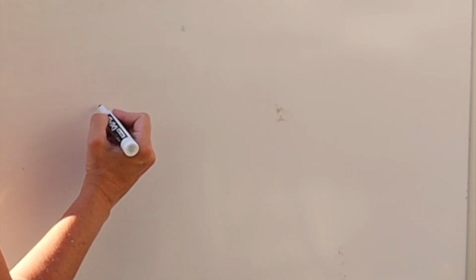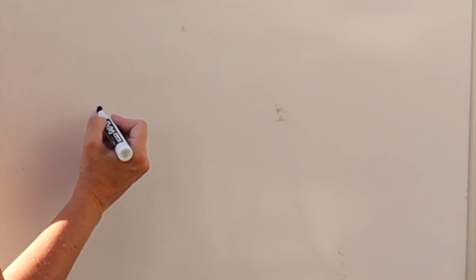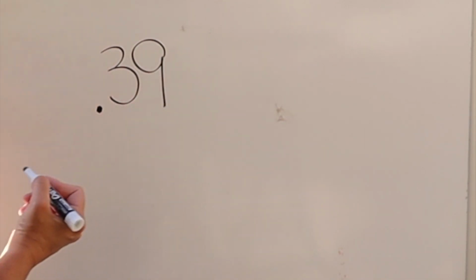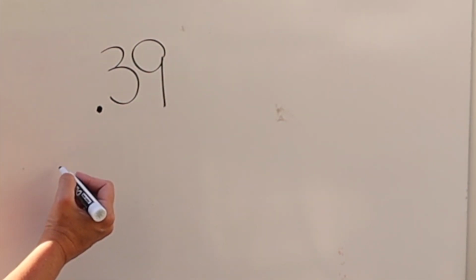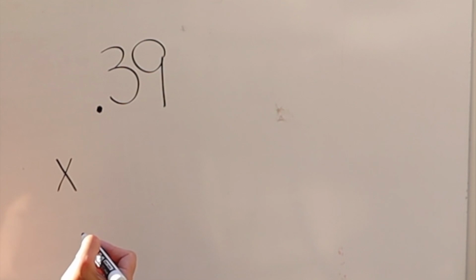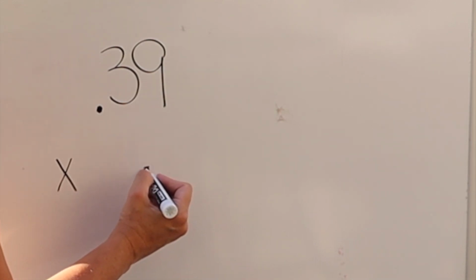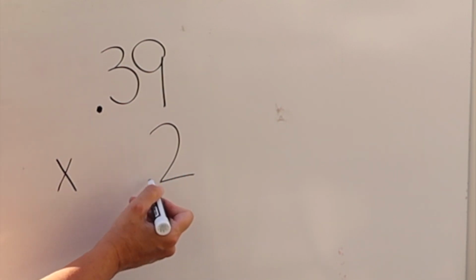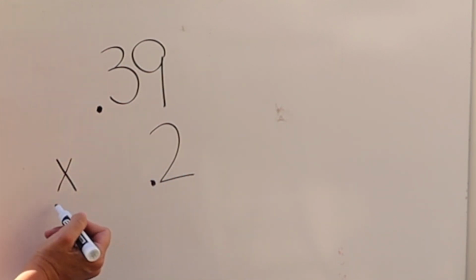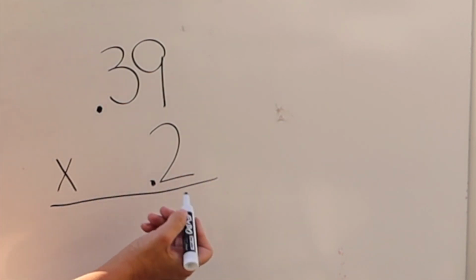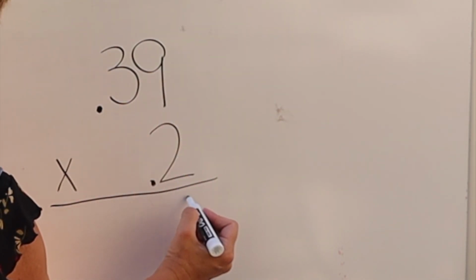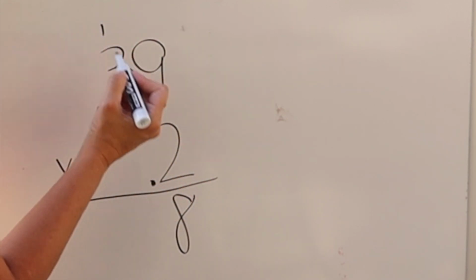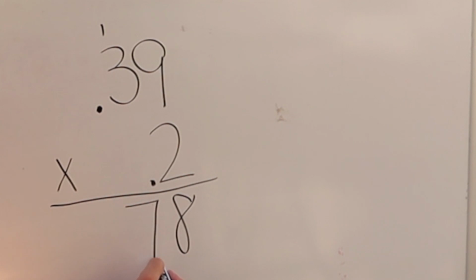Next up, let's multiply 39 hundredths times 2 tenths. I'm going to write the numbers just like it was 39 times 2 and multiply like usual. 2 times 9 is 18. Put my 8, carry my 1. 2 times 3 is 6, plus 1 is 7.